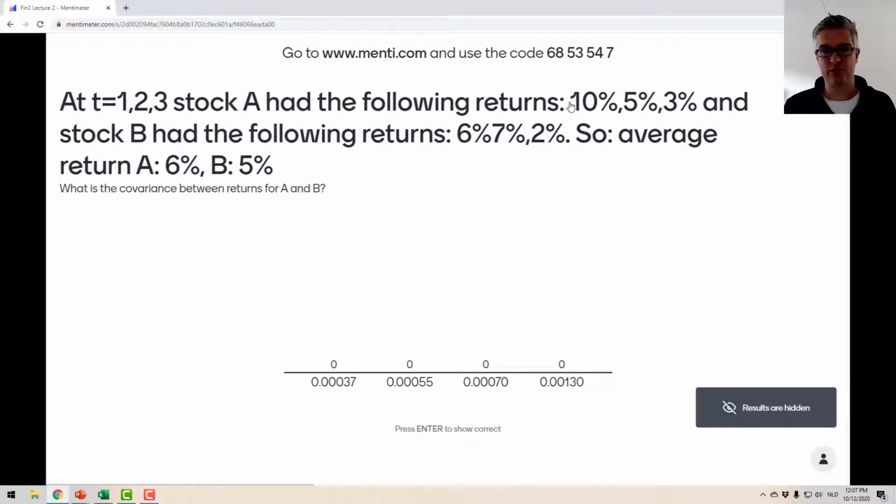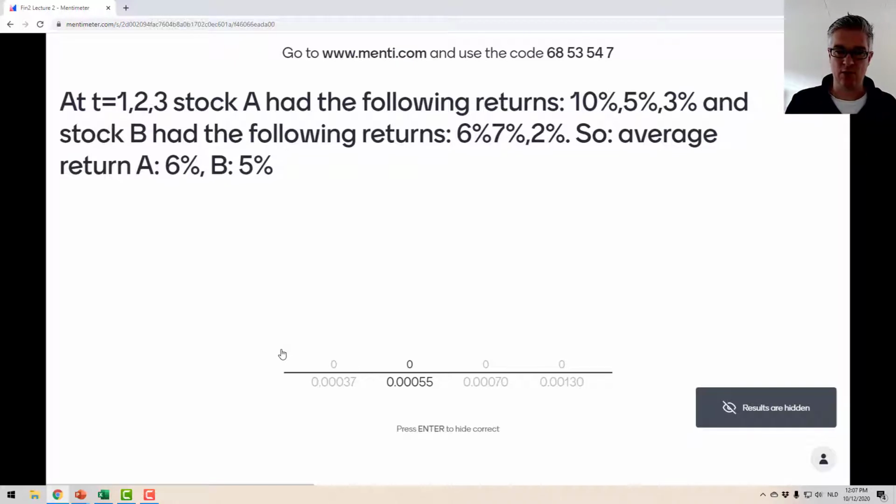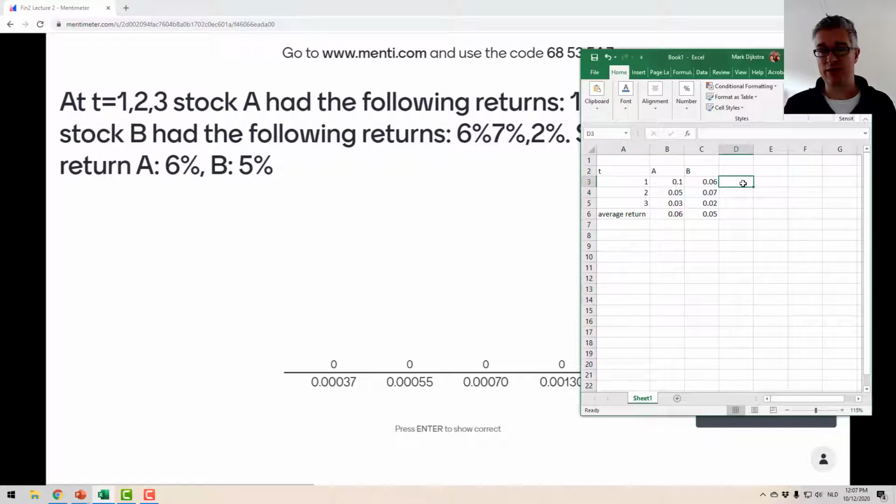So same returns. We had the averages of 6% and 5%. Now my question to you is, what is the covariance between these returns for A and B? I'll give you a moment to pause me. And then the correct answer is 0.00055. So how do we do that? Well, the covariance is the product of the deviations of A and B from the mean.